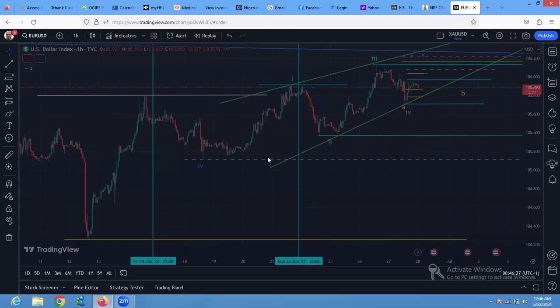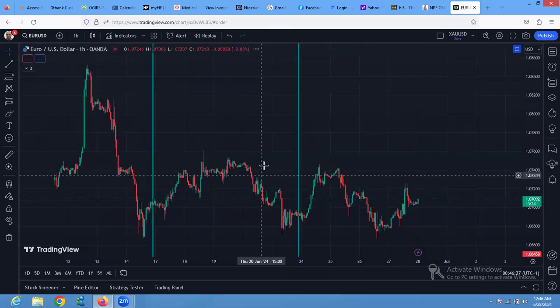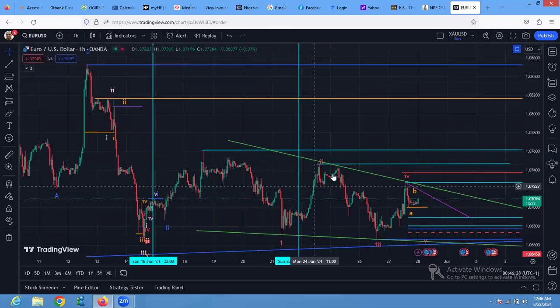Euro dollar. Yeah, so Euro dollar, we can see the way it is. You know, this is 1, 2, 3, and this is 2, 3, 4. So in fact, if we should break this primary 4 now, we are done. In fact, we don't even have to break this before we know we are done. Breaking 2 means that we are done. Once we break this one, we are done.